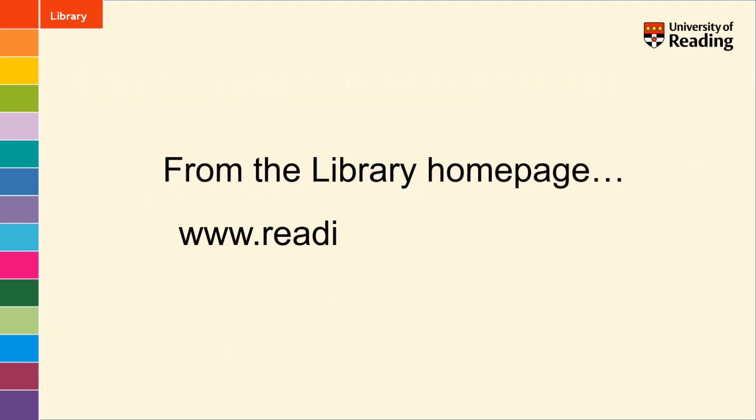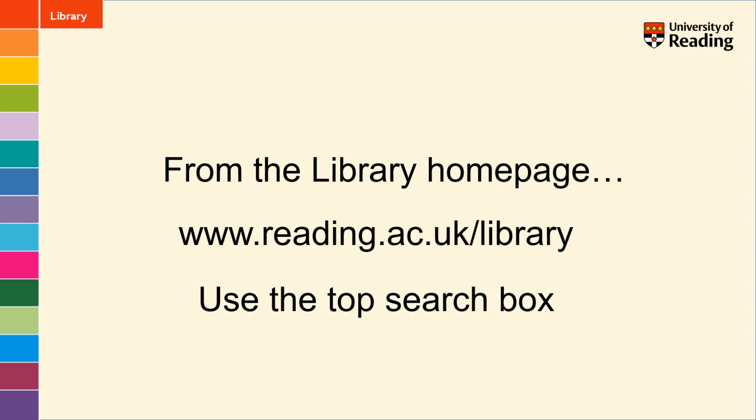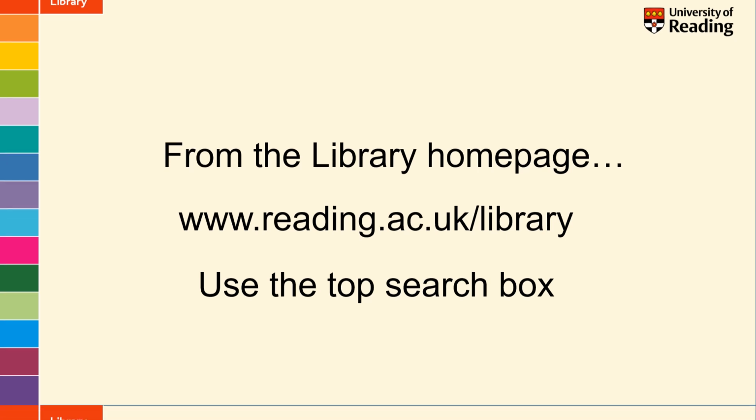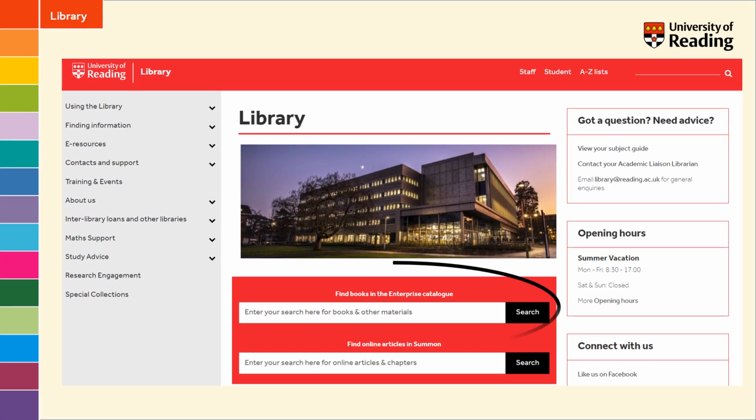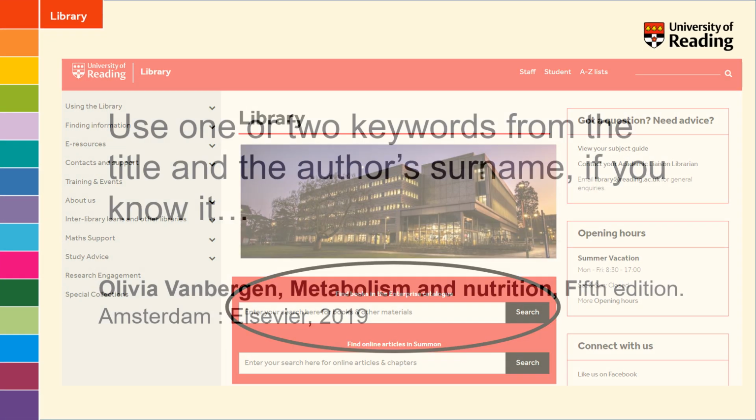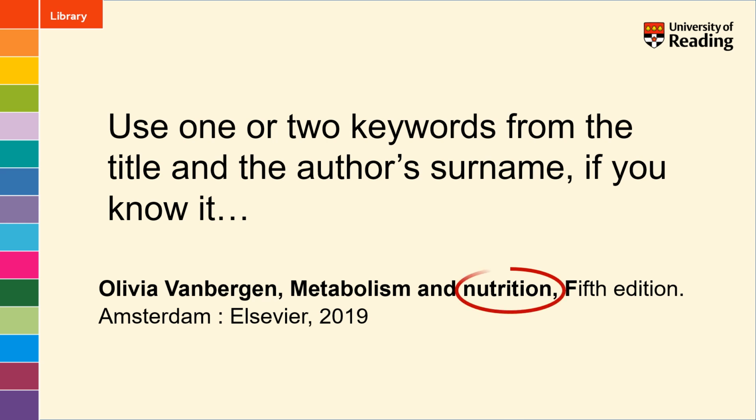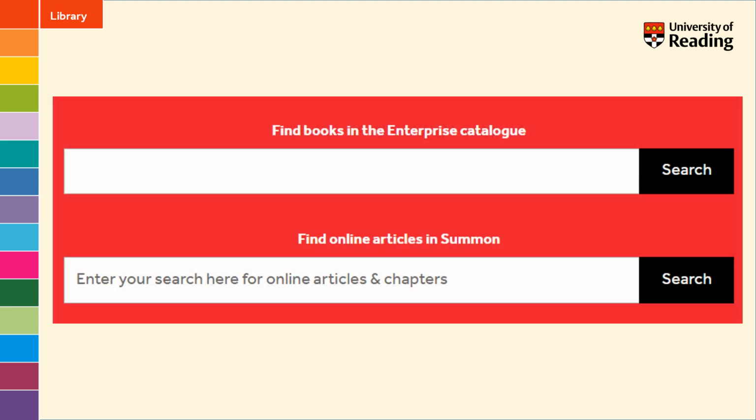Go to the library homepage, which is www.reading.ac.uk/library, and then just use the top search box. When searching, we usually suggest that you use one or two keywords from the title and the author's surname, if you know it. Type those into the search box and click on Search.